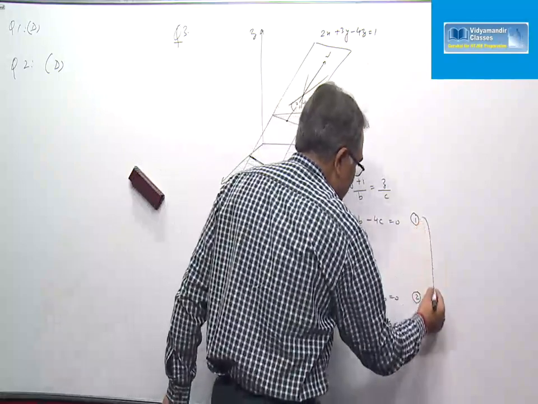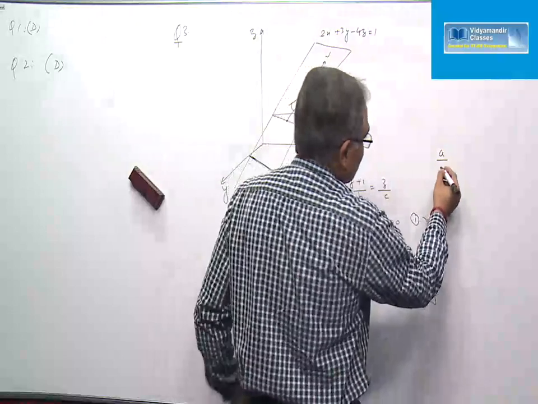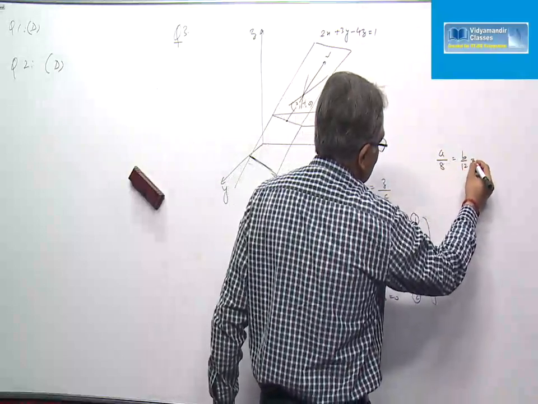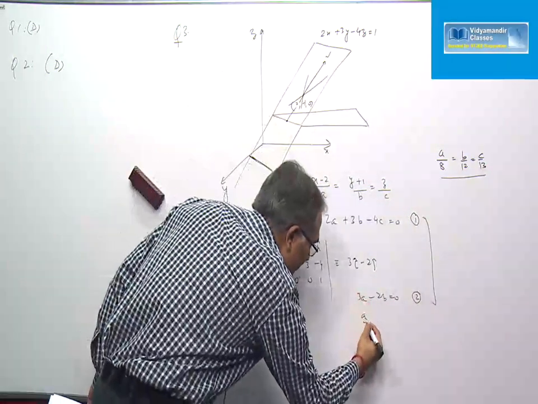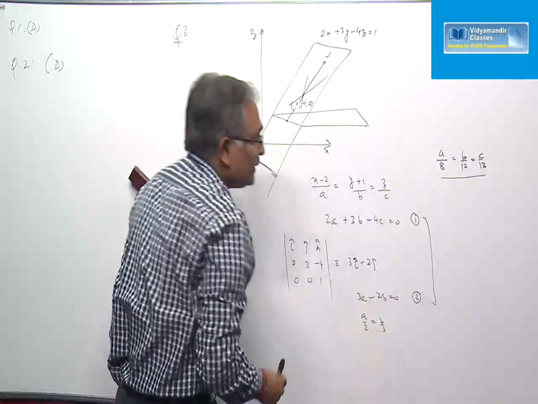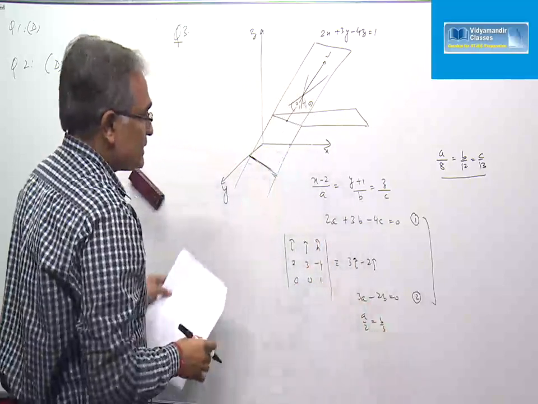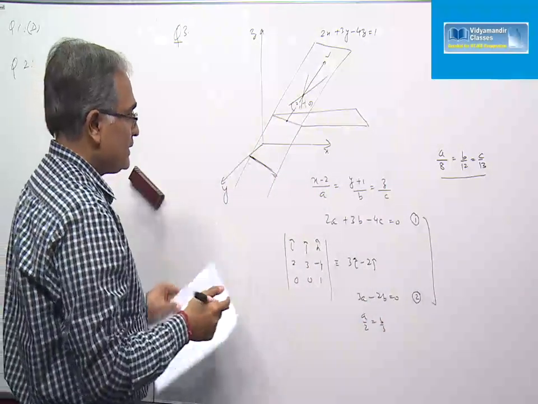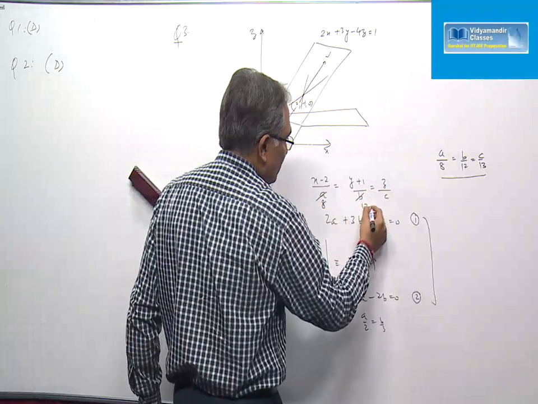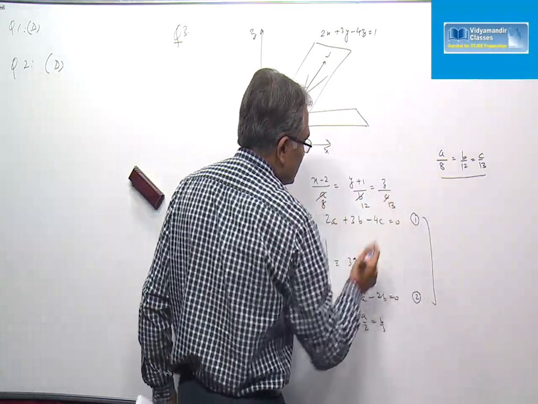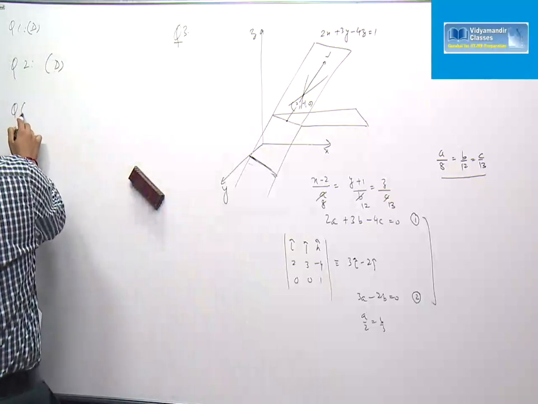Solving these two, you will get a, b, c proportional to 8, 12 and 13. a by 8, b by 12 and c by 13. a by 2 is b by 3, and you can get c from here. That is a by 8, b by 12, c by 13, hence the equation is (x minus 2) by 8, (y plus 1) by 12 and z by 13 as the answer. That is option D. Question 3 is again D.